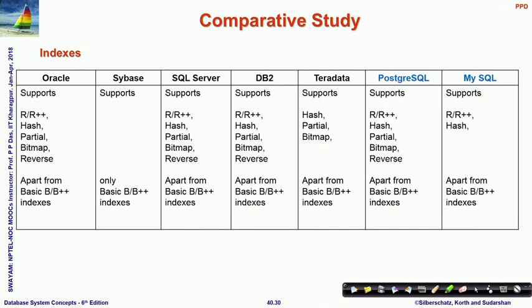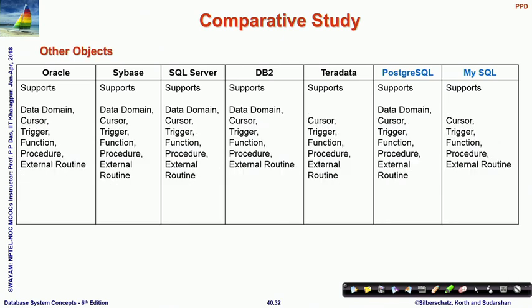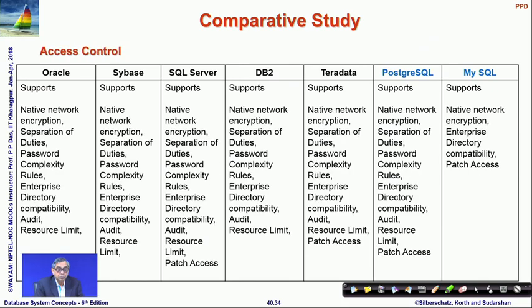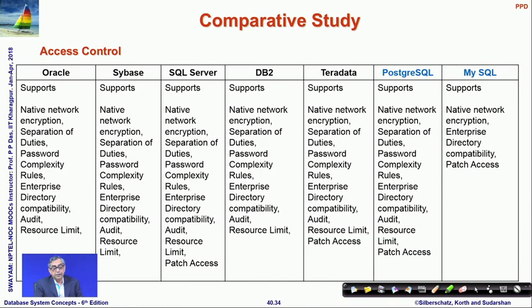The index mechanisms are discussed here, the capabilities of the database, what it can do overall, other kinds of objects that it supports, the different partitioning mechanisms, and the access control, which is critical for ensuring good security and good management of that database, are given here. So, these are the different features. These are the parameters, this is how they compare.